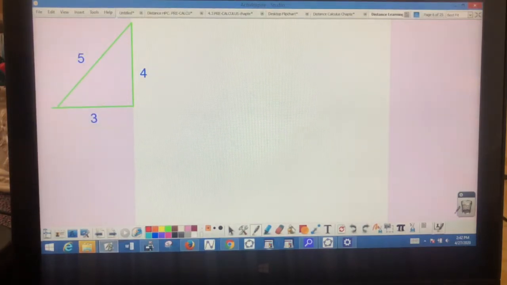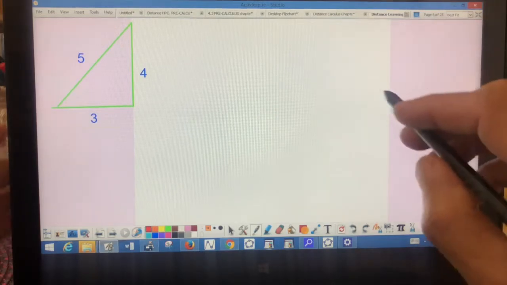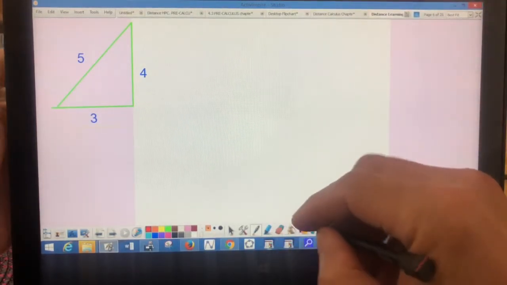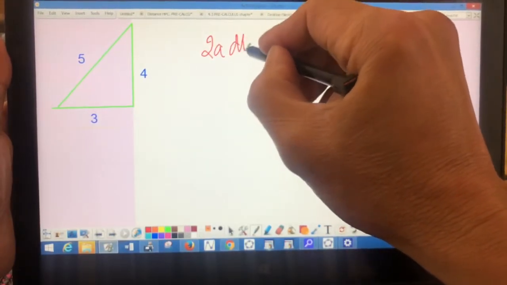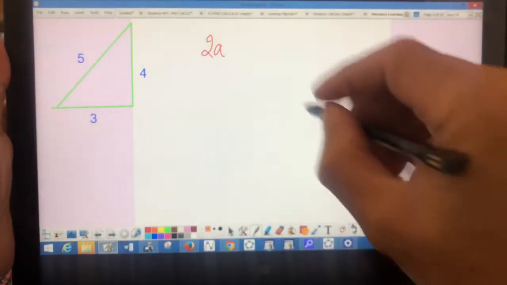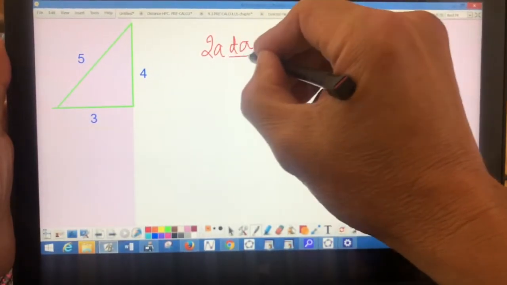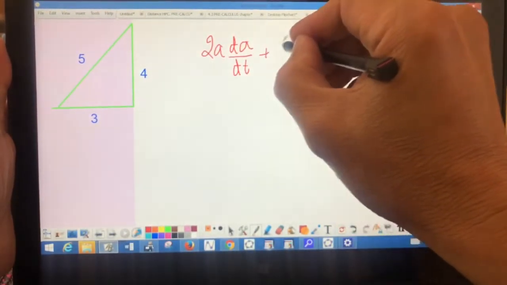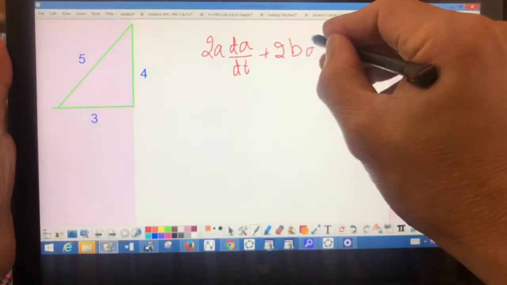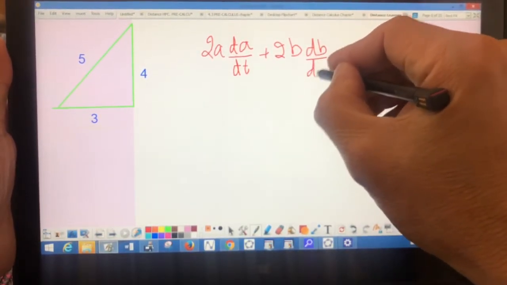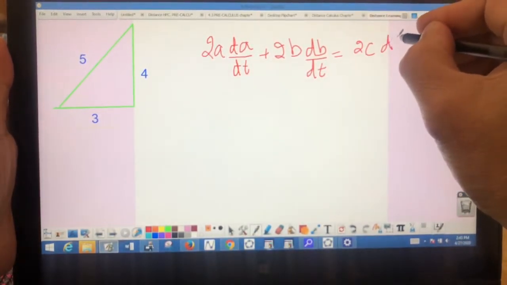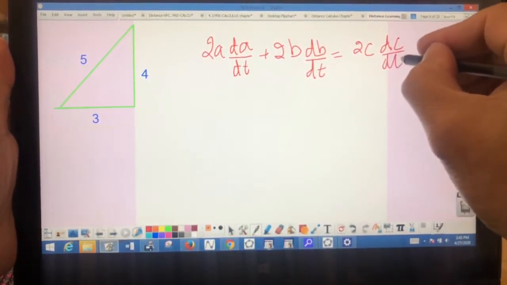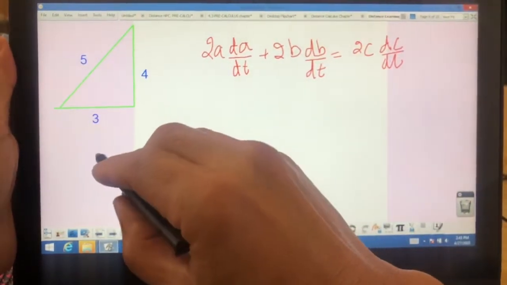So there's your typical 3, 4, 5 right triangle. You should know all that already. So now we had done the derivative, so let me rewrite that. So 2a dA/dt plus your 2b dB/dt equals 2c dC/dt. All right, so let's restate the question.